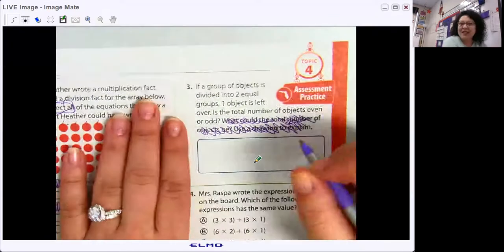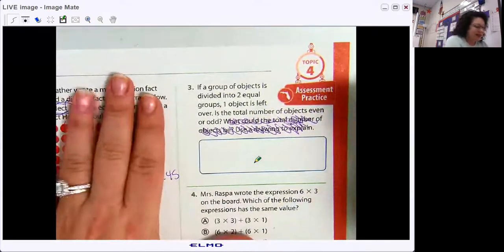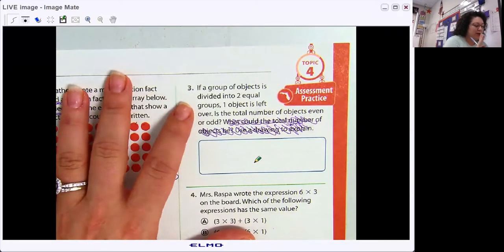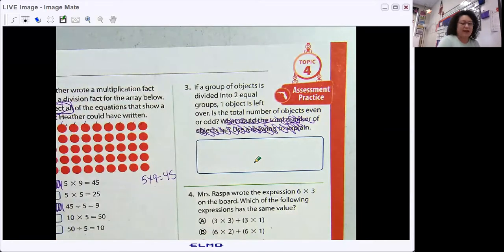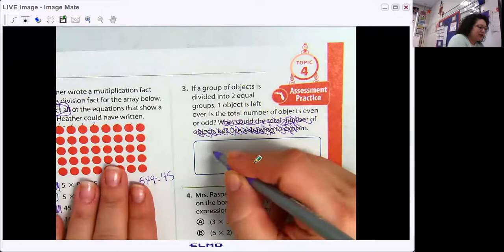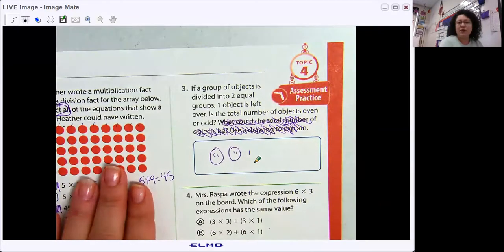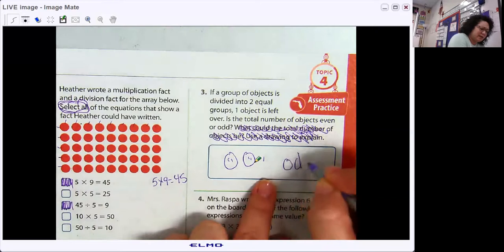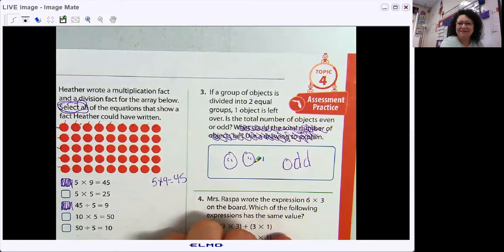Okay, number 3, hopefully you got a star. Number 3, if a group of objects is divided into 2 equal groups and one object is left over, is the number of objects even or odd? So if I've got 2 equal groups and one dude's left over, is it even? No, we got one guy left out, so it's odd Todd. Star.